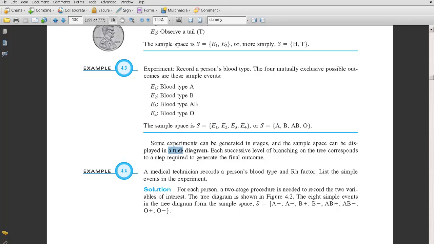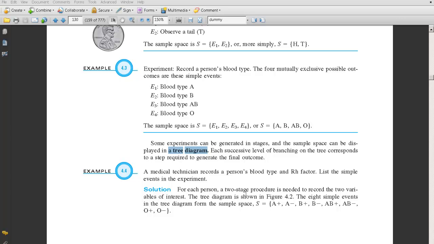Okay, they say sometimes you can use a tree diagram to make it easier to figure out what the sample space is. Some experiments can be generated in stages, and the sample space can be displayed in a tree diagram. Each successive level of branching on the tree corresponds to a step required to generate the final outcome. So here we have a bit more complicated experiment, because it's not just observing the blood type, but they're also recording the person's RH factor, which I have no idea what that means. List the simple events in the experiment. Maybe we can use a tree diagram to do this.